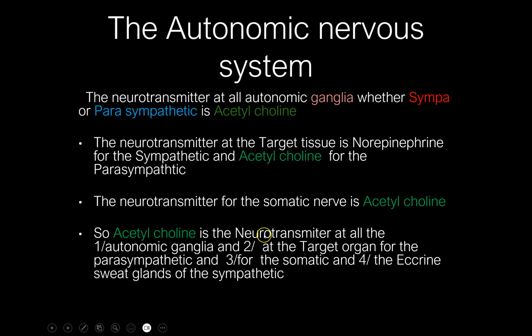So acetylcholine is the neurotransmitter of all autonomic ganglia, sympathetic and parasympathetic, the target organ for the parasympathetic, and the somatic, and there are some exceptions. You'll see the eccrine sweat glands, although a part of the sympathetic nervous system, yet acetylcholine is secreted at the effector organ, at the sweat glands.